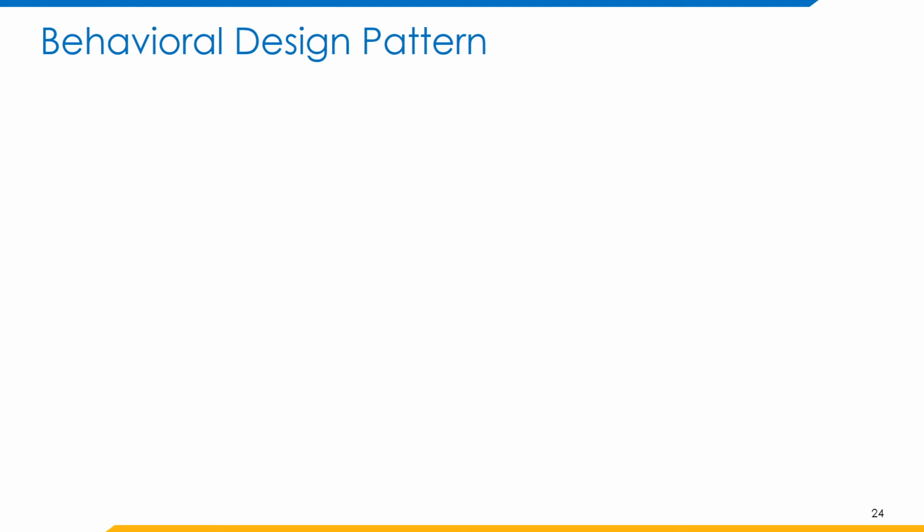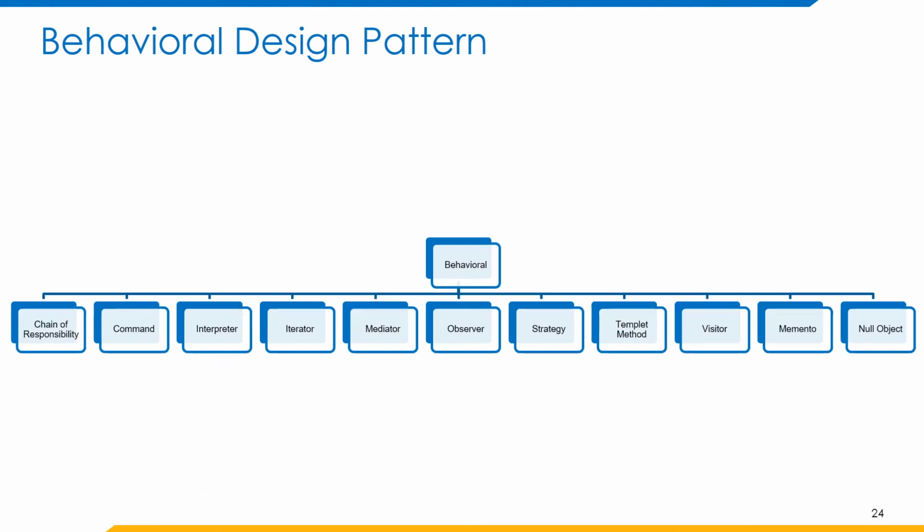In this category of design pattern, there are a total of 9 subcategories. These are chain of responsibility, command, interpreter, iterator, mediator, observer, strategy, template method, visitor, memento, null object.